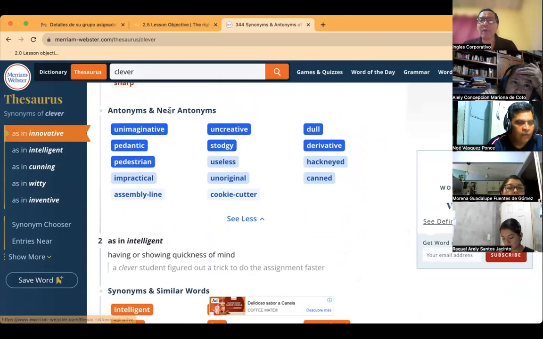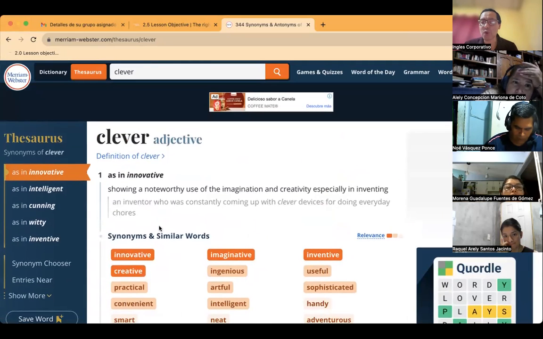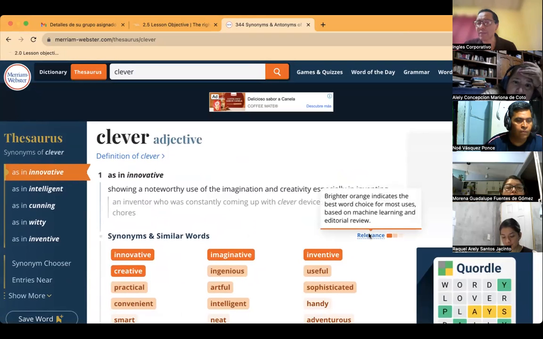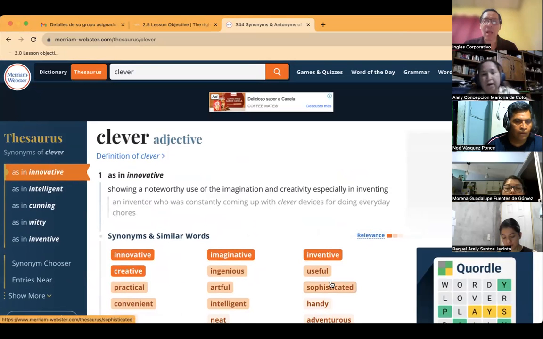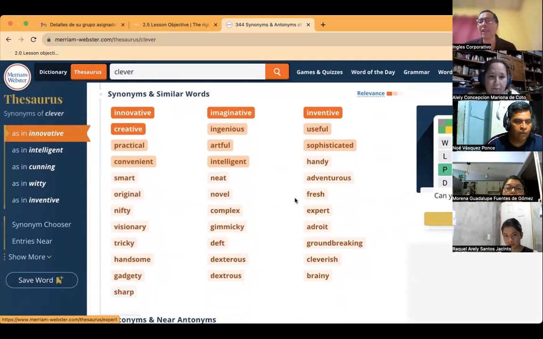If I want to say the opposite of clever, my friend is not clever. This is Spanish. In Spanish, we do many times, no inteligente. But in English, we have vocabulary for it, right? So instead of saying not clever, my friend is unimaginative. My friend is starchy. My friend is derivative. So we have other ways to say it. Remember, strong colors, strong relevance. Light color, a little bit closer, but not exactly. And the other one, only in specific occasions.